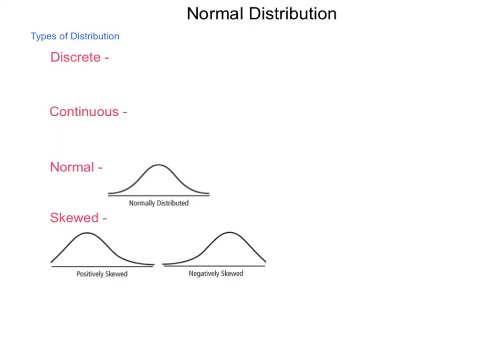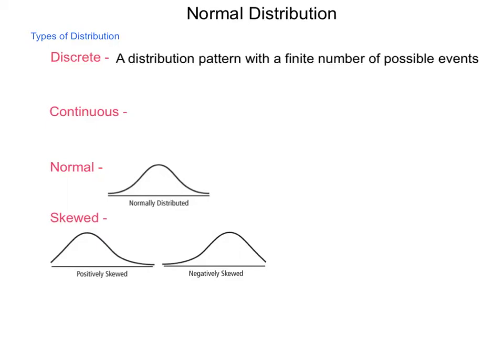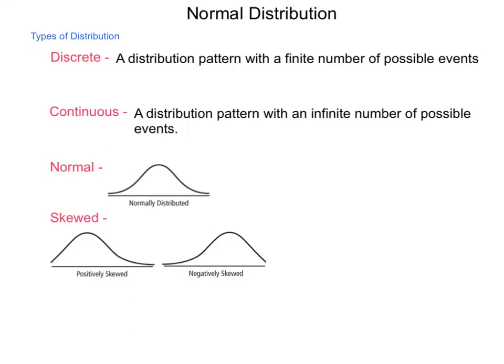As we round out our discussion on probability and statistics here in Algebra 2, we're going to take a look at the normal distribution. Now, in our previous lesson, we looked at binomial distribution. And in distributions, there are several different types. The two main categories are discrete and continuous. A discrete distribution is a distribution pattern with a finite number of possible events, whereas a continuous distribution is a distribution pattern with an infinite number of possible events.